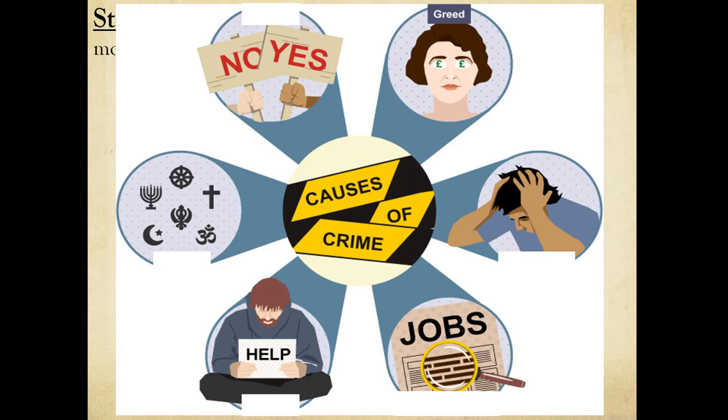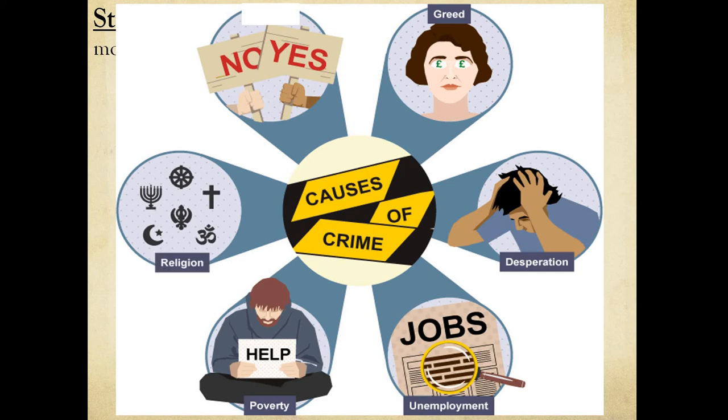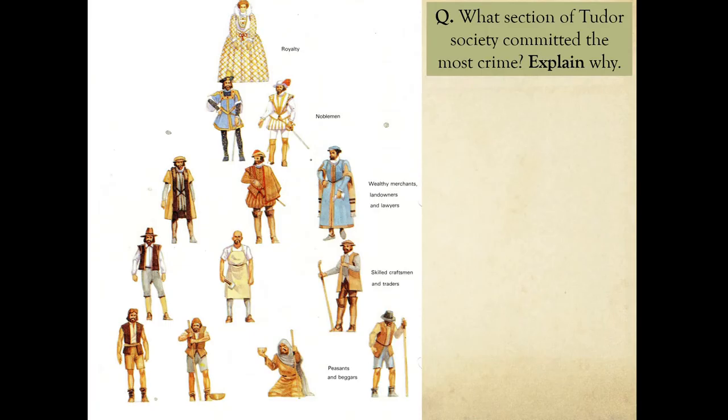So hopefully you've paused the screen and we can start going through them. So greed was one, desperation, people with nothing, lack of employment, poverty, a massive causer of crime, religion and politics. These are the main things that caused crime during this time.